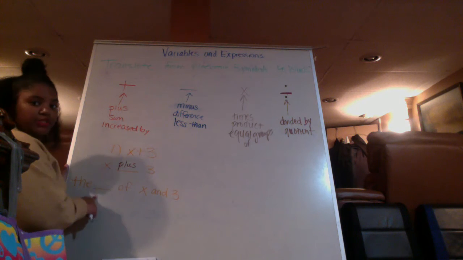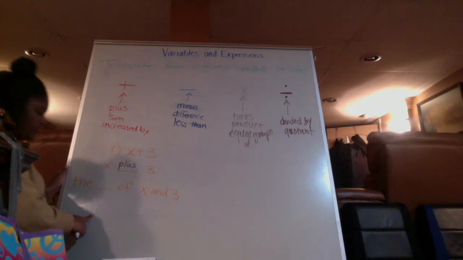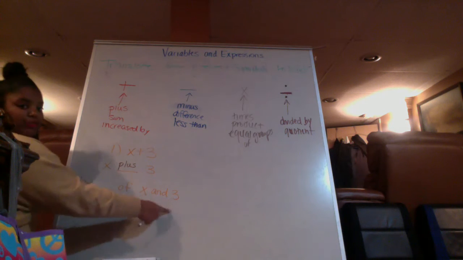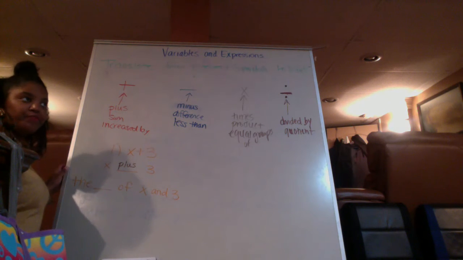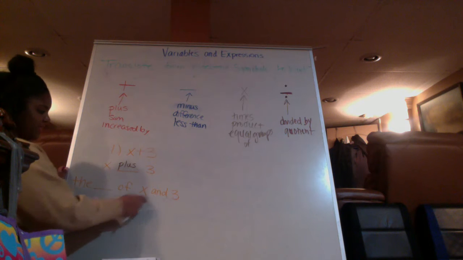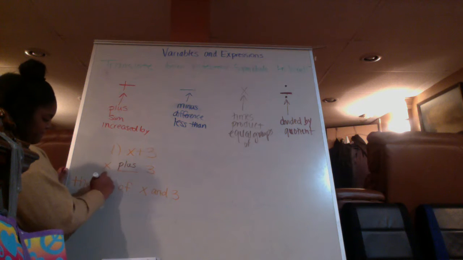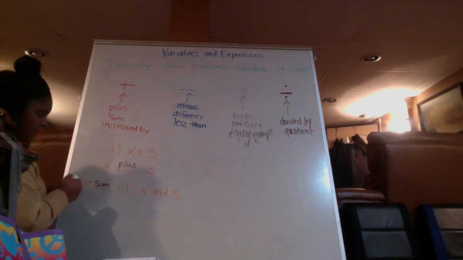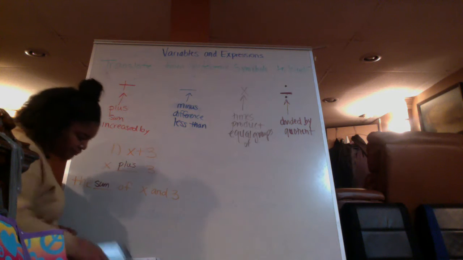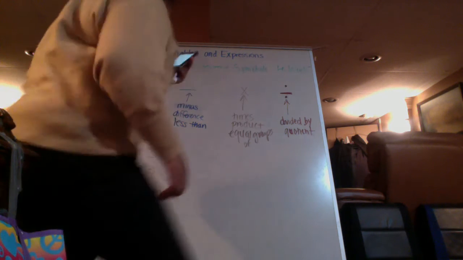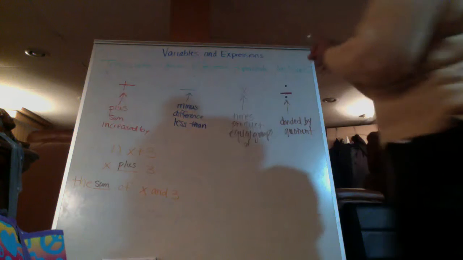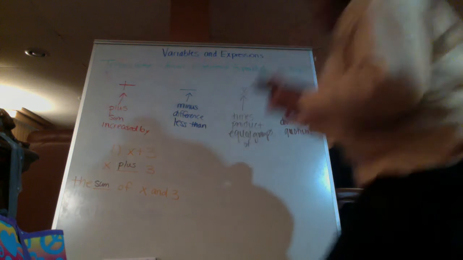Now for this one, do you want to try it? So the blank of x and 3. The blank of x and 3. So it's the sum. The sum of x and 3. So now we're going to do another one.